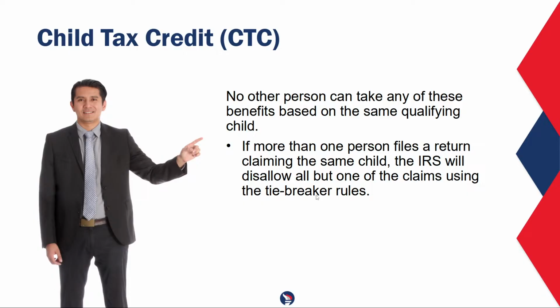No other person can take any of these credits based on the same child. There's no halvesies. If more than one person files for the same person, the IRS will disallow all but one using tiebreaker rules, and it might take years. I had one client, it took them 7 years to determine that, yes, indeed, my client, who unfortunately filed second, was the one who should have been claiming the child as a dependent this entire time.